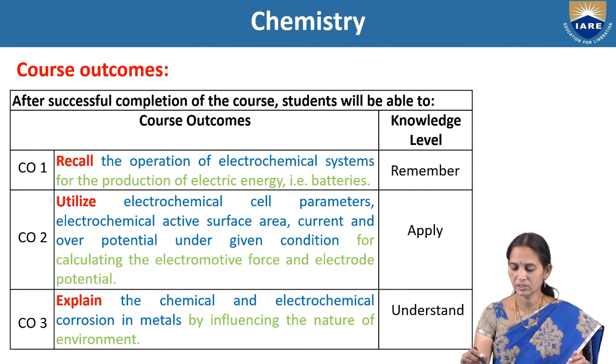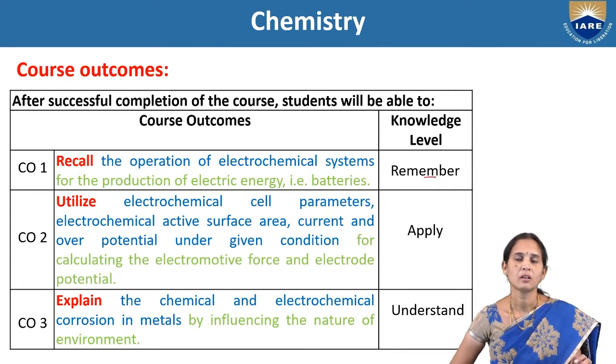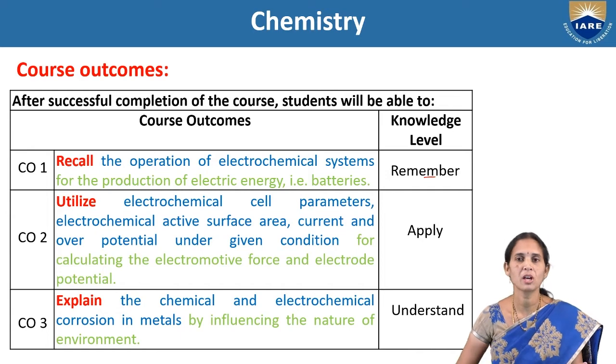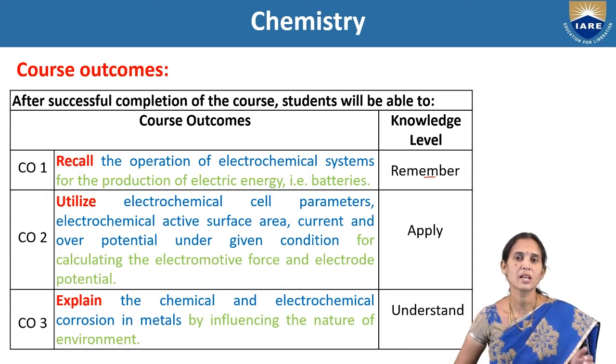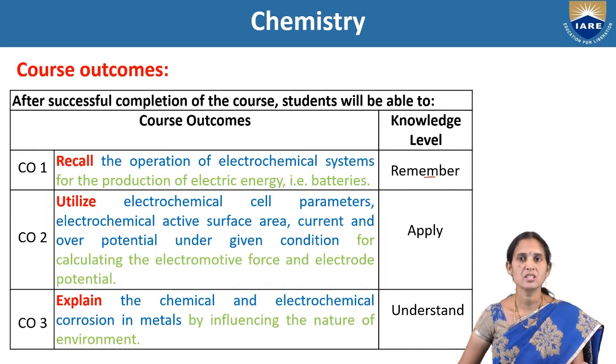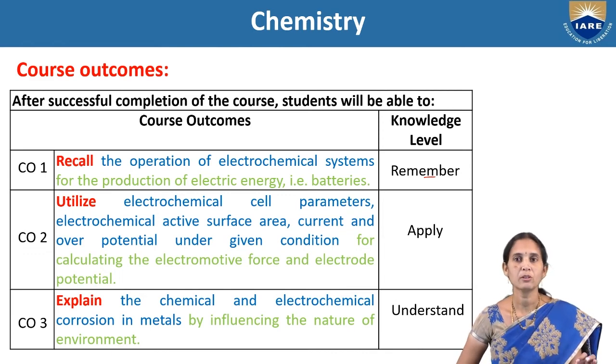Here, in Bloom's taxonomy, it comes under the knowledge level, as the students are recalling about these electrochemical systems. So that's what we have given here as the Bloom's taxonomy level: Remember. CO2: utilize electrochemical cell parameters, electrochemical active surface area, current and overpotential under given conditions for calculating the electromotive force and electrode potential.